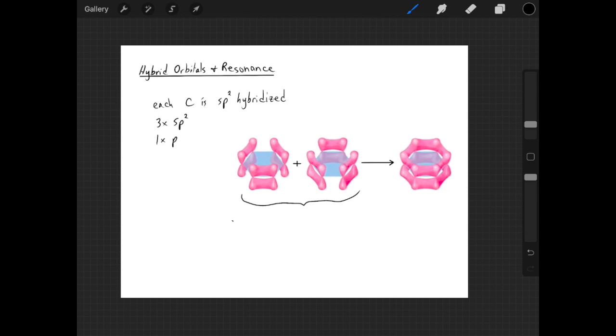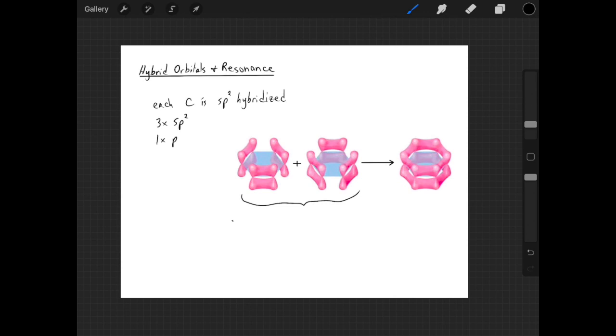And in fact, the electron density from one of those unhybridized p orbitals extends on both sides of the carbon atom. It extends towards the carbon on the left, and it extends towards the carbon on the right. And in practice, what that means is you have a pi bond that forms and extends around the entire ring.